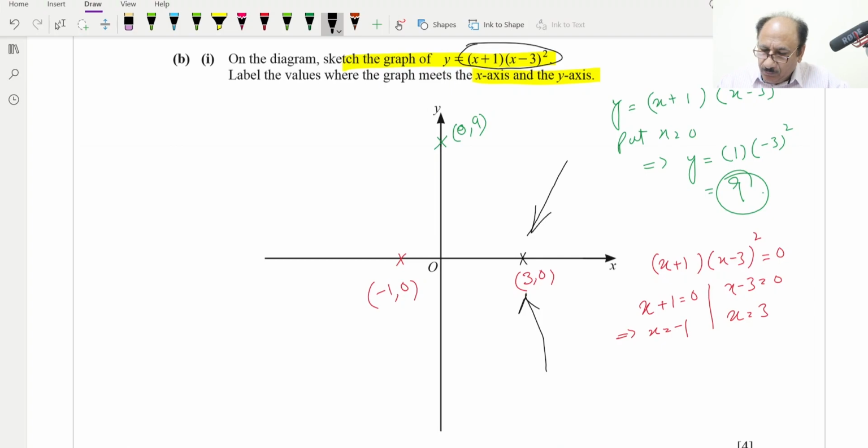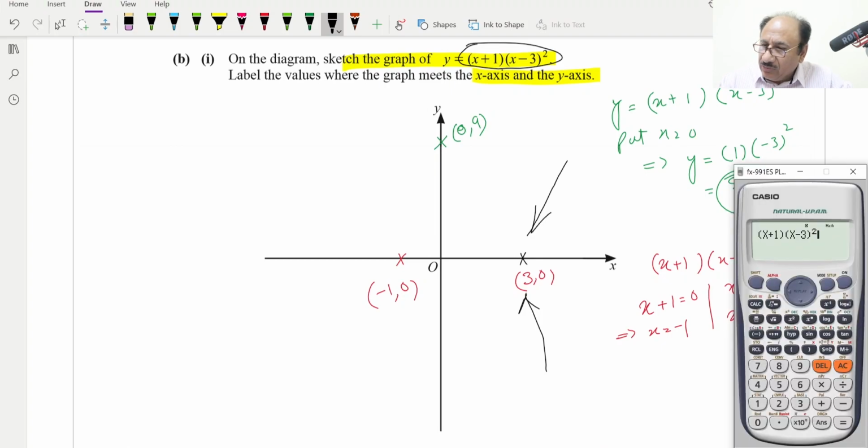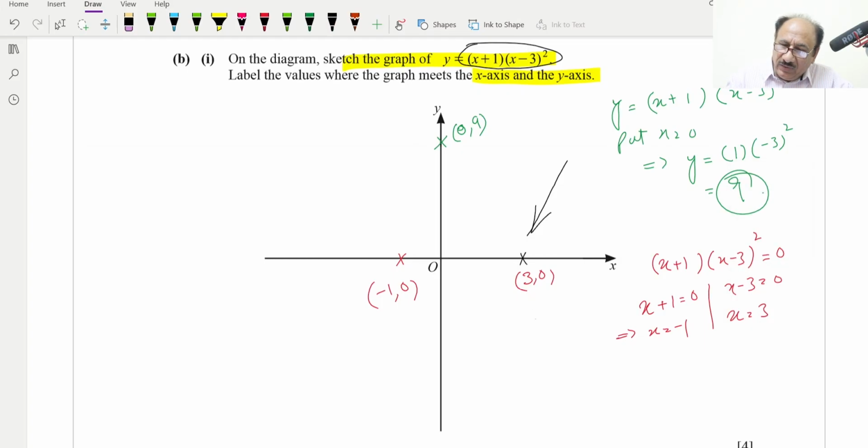So for 3.1 I will ask the calculator, I will press calculate for x is equal to 3.1, and you can see this is a positive value which we are getting. So it means that the graph is coming from this upper side.